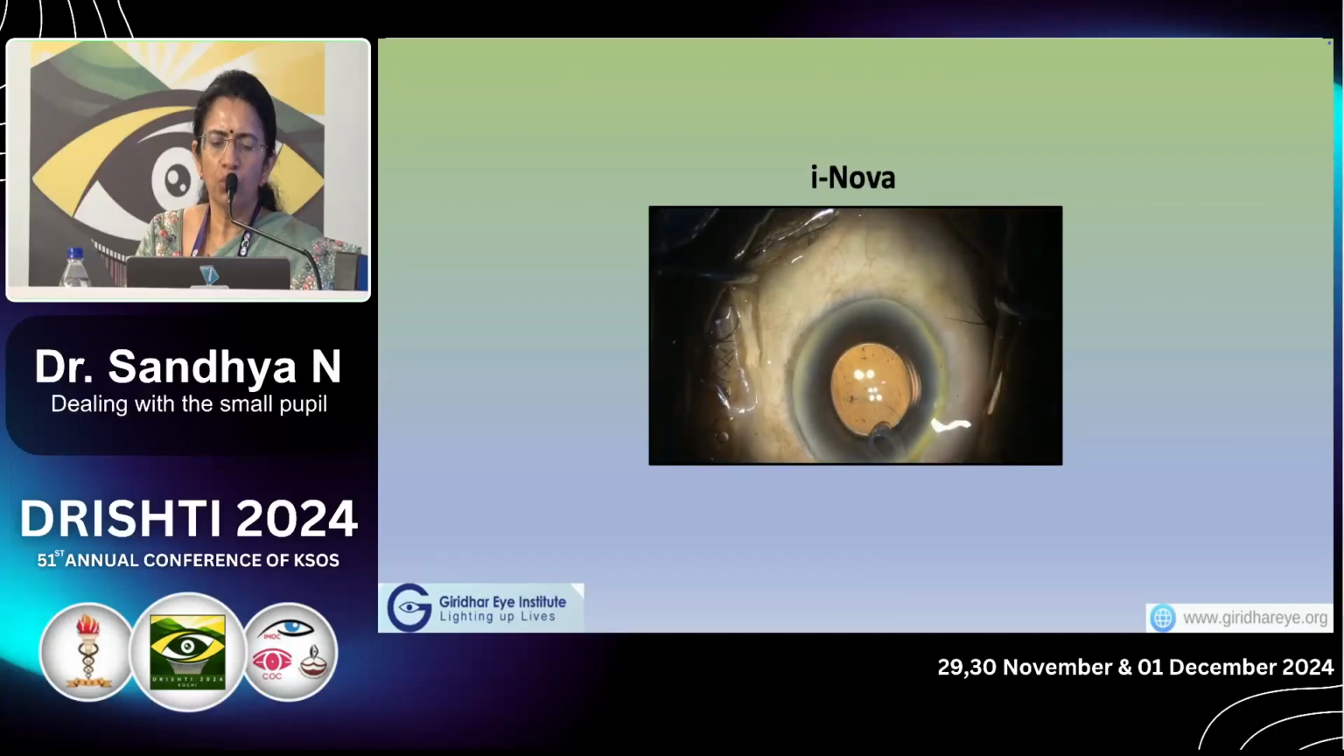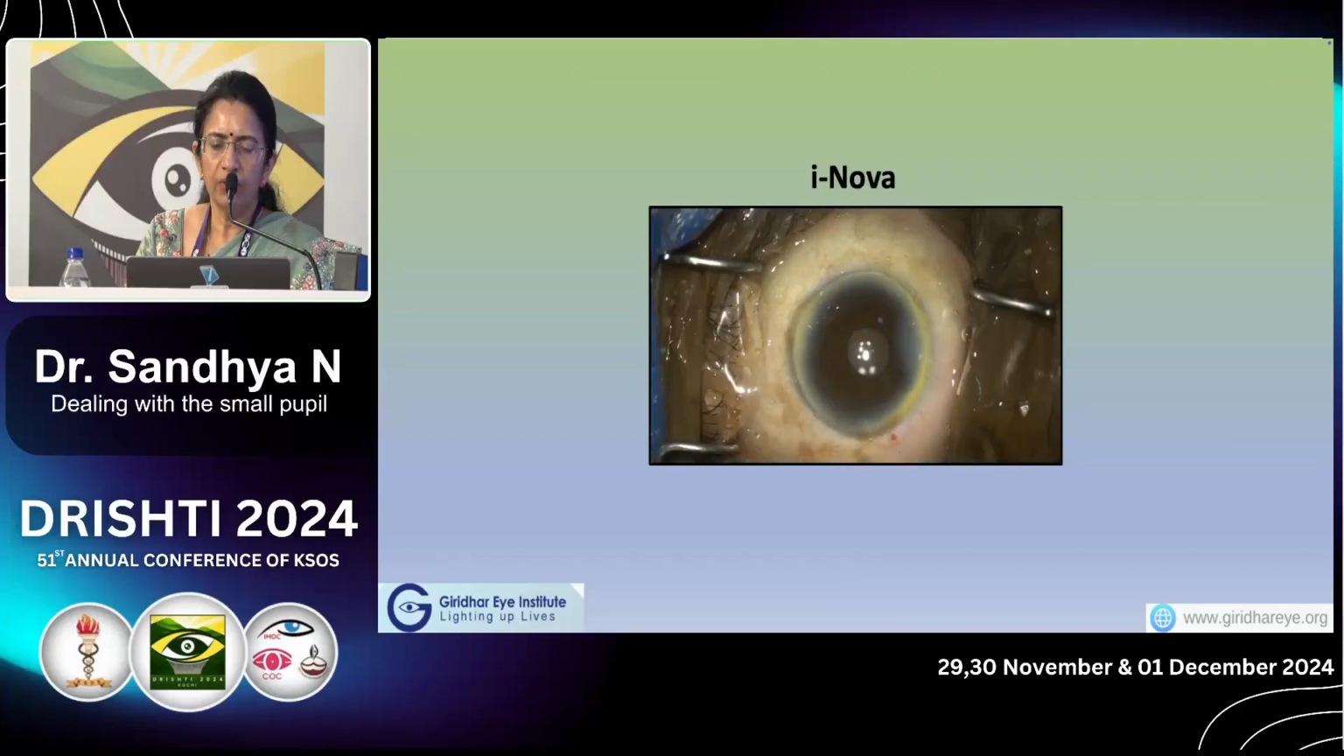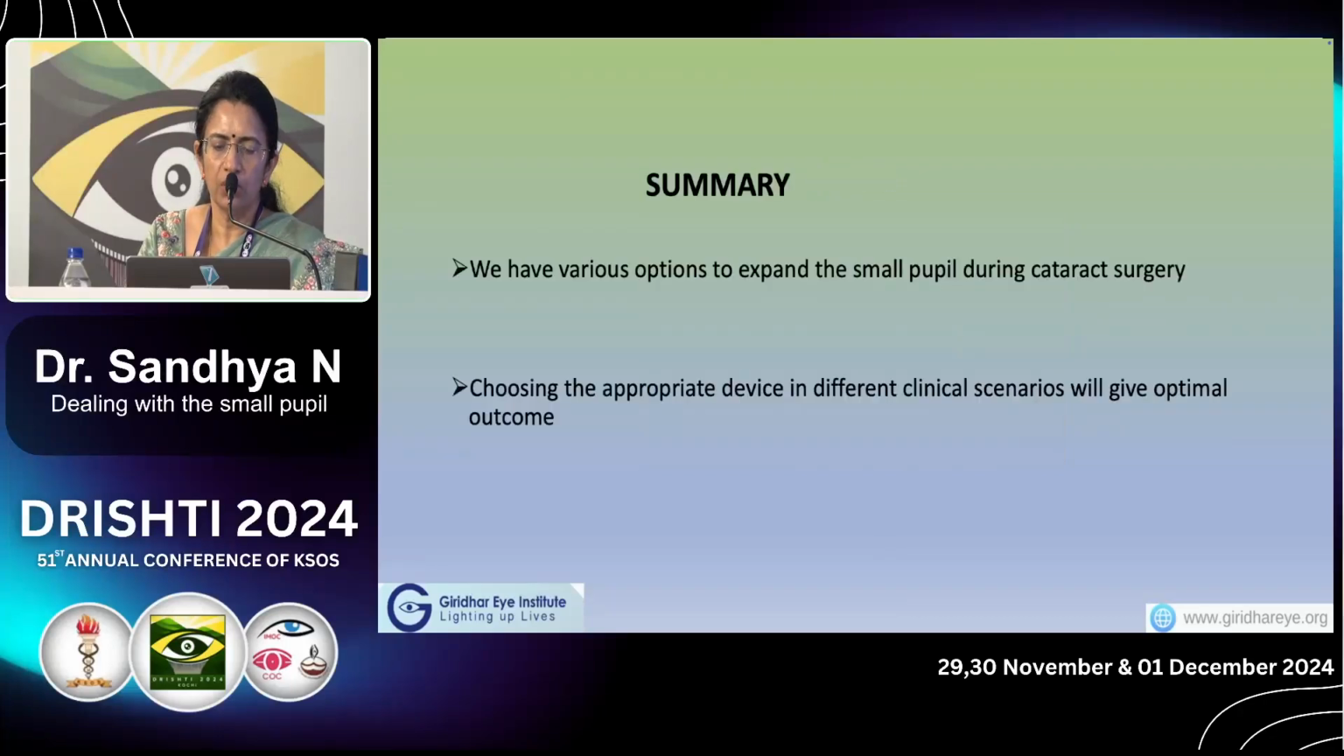So compared to hooks, all these devices will give a relatively physiological pupil at the end, because damage to the sphincter is minimal with these devices. So to summarize, we have various options to expand the small pupil during cataract surgery, and choosing the appropriate device in different clinical scenarios will give an optimal outcome. Thank you.